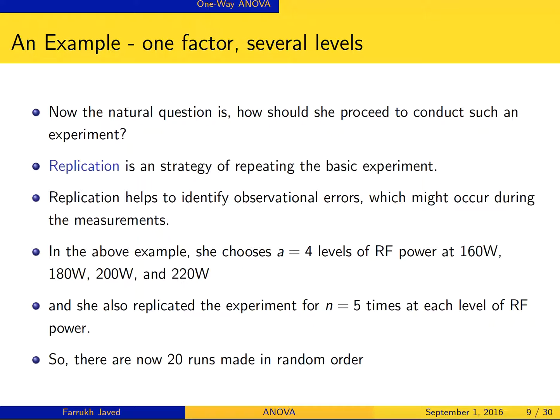Depending on the amount or budget you have, you can even replicate more. The more you replicate, the more likely you are to have fewer observational errors. But sometimes it's not always possible to do many replications, due to budget constraints, timing, resources, and so on. So now she has 4 levels, and each level has 5 observations. In total, she has 20 observations, right?